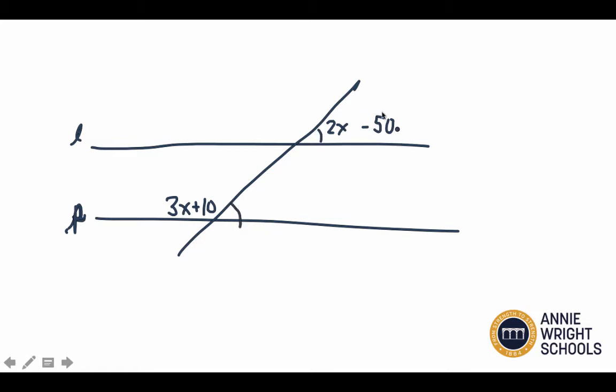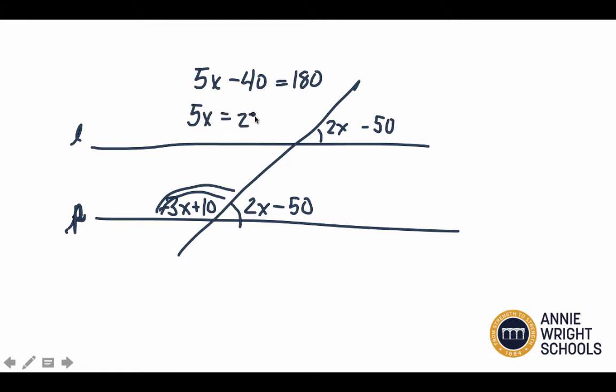And if 2x minus 50, then this is 2x minus 50, and that means 5x minus 40 has to equal 180. I got that because I have a linear pair, and linear pairs are supplementary by the linear pair theorem. That means 5x is equal to 220. That means x is equal to 44. And so now we found the value of x that makes these two lines parallel.